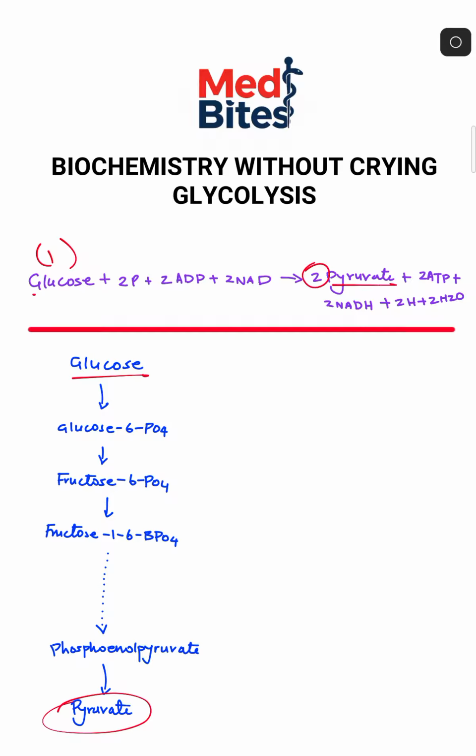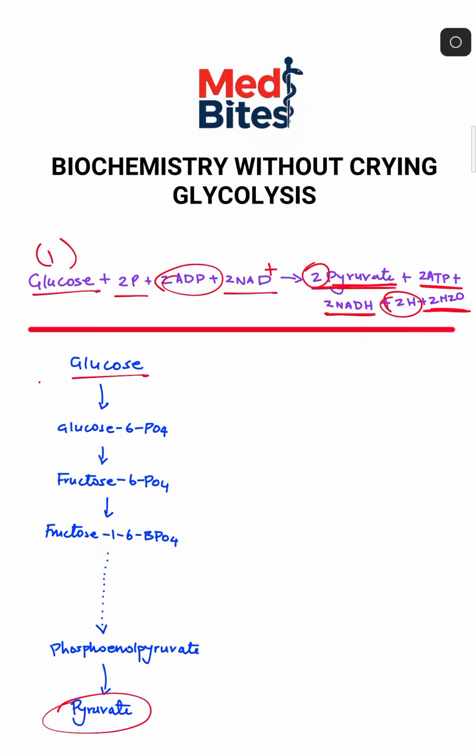The overall reaction looks like this. So you get glucose with 2 ADPs and 2 phosphate ions and 2 NAD plus gives you 2 pyruvates, 2 ATPs, 2 NADH, 2 H plus, and 2 H2O. Don't stress about memorizing this equation. It's not particularly high yield. It's just useful in understanding what glycolysis is trying to accomplish.